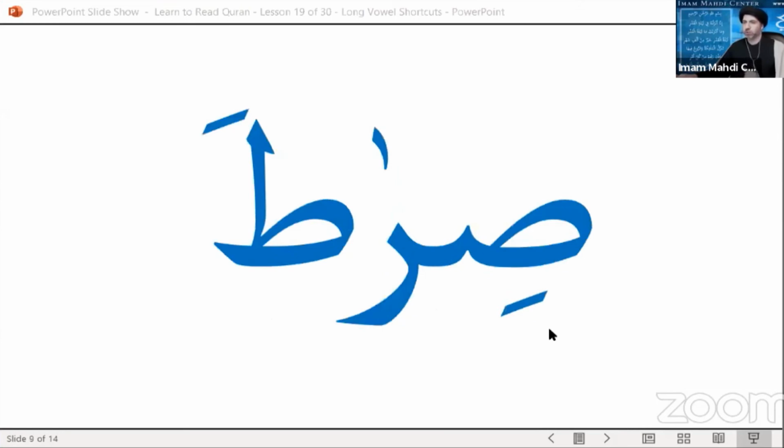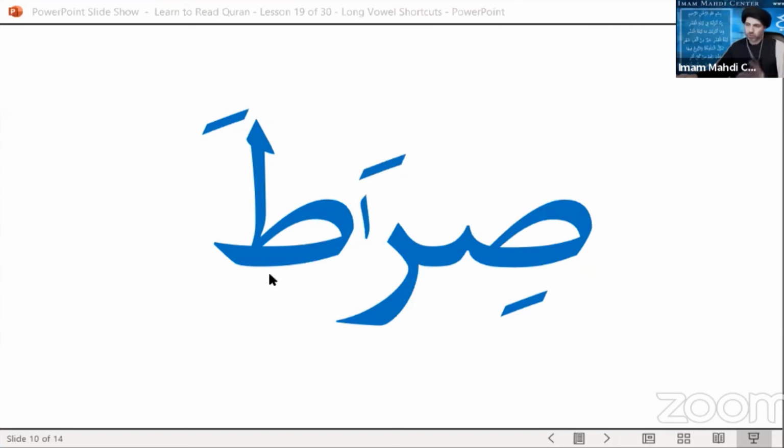Another word. So here we have the letter Sad with kasra, which is pronounced si. Then we have Ra with the small alif on top. So this is pronounced Ra. And then Ta with fatha is pronounced Ta. So it's pronounced Sirata. So this small alif on top of the ra is one way you will see it. Another way you'll see it in a different print is the fatha and small alif. So this is also pronounced Sirata.